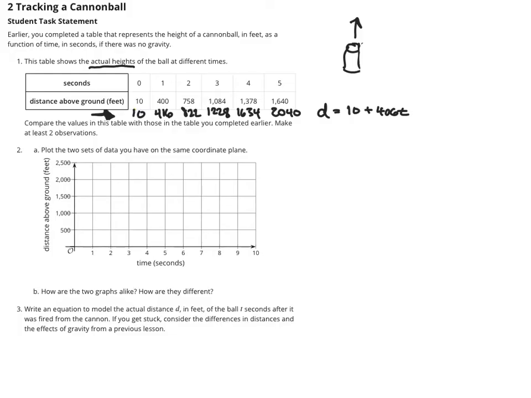So if I do differences, let me get out a red pen. The difference between 400 and 416 is 16. The difference between 822 and 578 is 244. 1228 minus 1084 is 144.